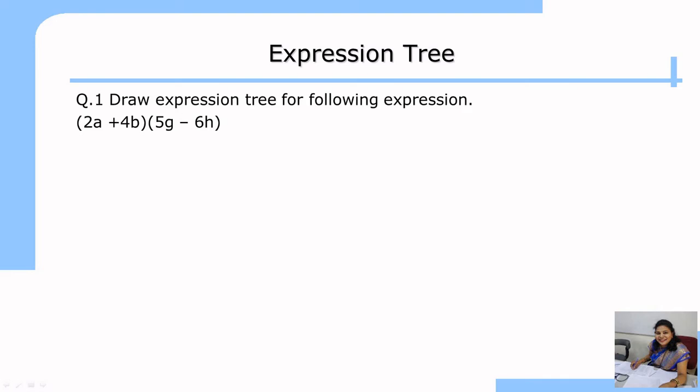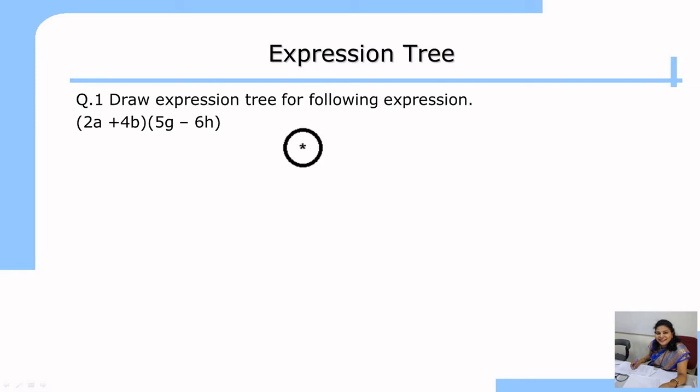Now see how expression trees are constructed step by step. So this is the expression (2a + 4b) × (5g − 6h). Here the multiplication sign is there. We didn't write the multiplication sign, but we perform multiplication here. So multiplication will be your root node.